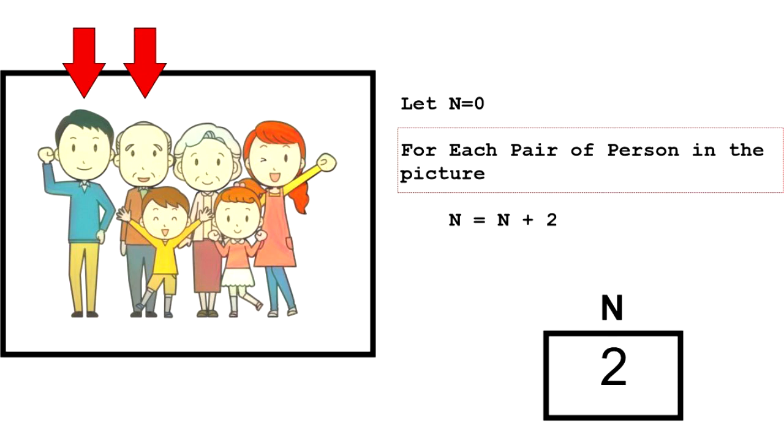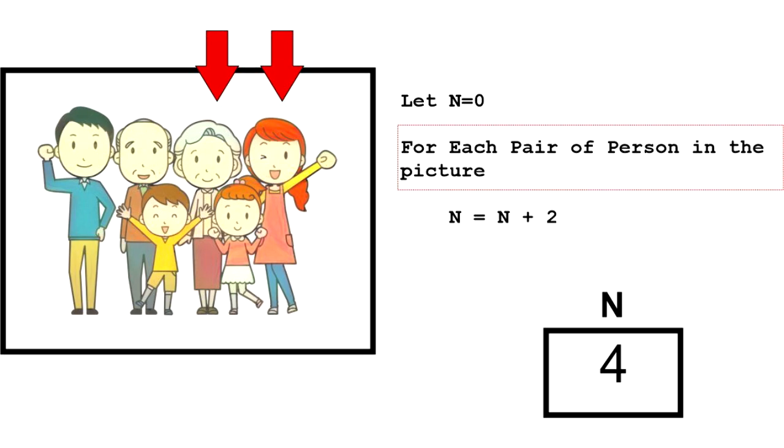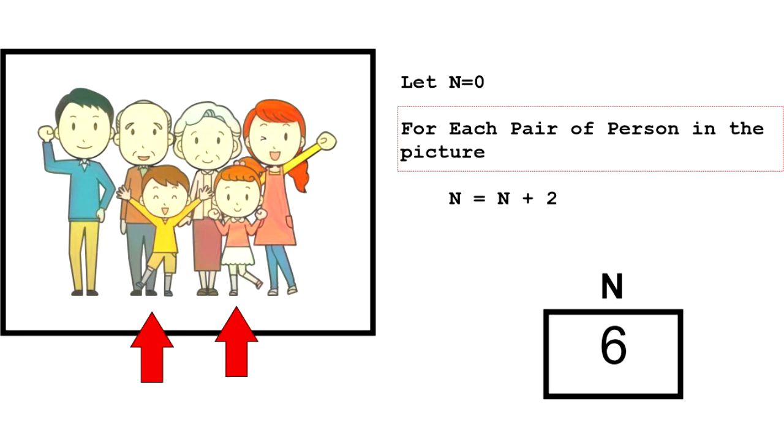So on the first loop, n is 2. On the second loop, n now is 4. And on the third loop, n now is equal to 6. So that's quite faster than the first algorithm. But will that work for every picture frame wherein we want to count the number of persons?